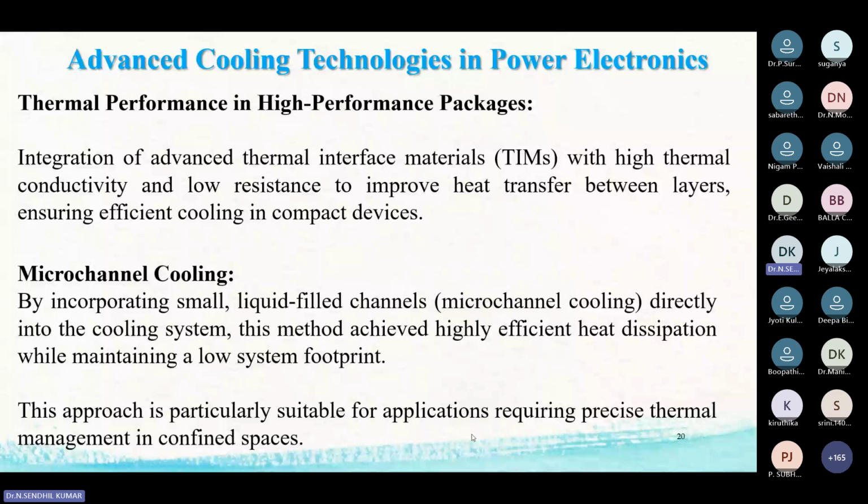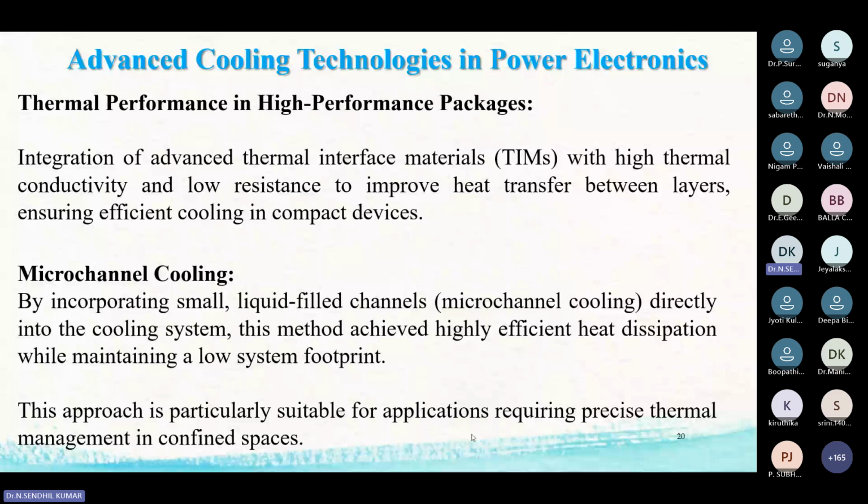This is highly efficient, because the heat transfer coefficient, H, should be very high. Those who are working in this area know that. A very high heat transfer coefficient means you are effectively removing the heat. There is a cost involved with micro channels, because we have to circulate the fluid. For that you have to operate a small pump, and the pump means a motor, which has to be powered. But where precise thermal management in confined spaces is needed, you can use micro channel cooling.